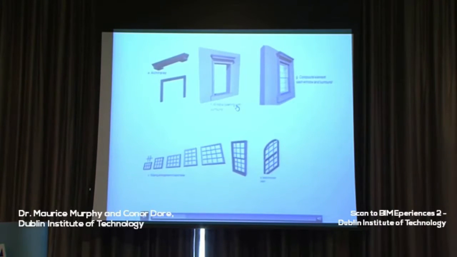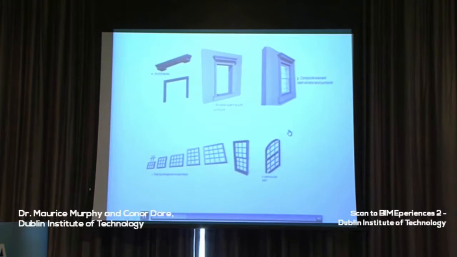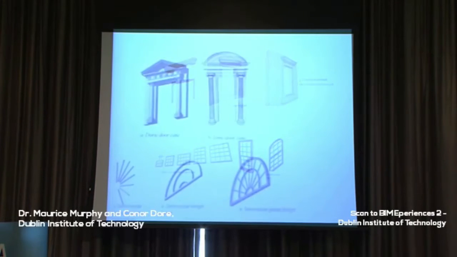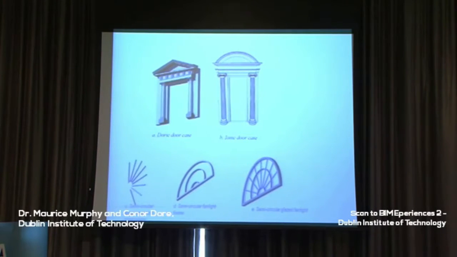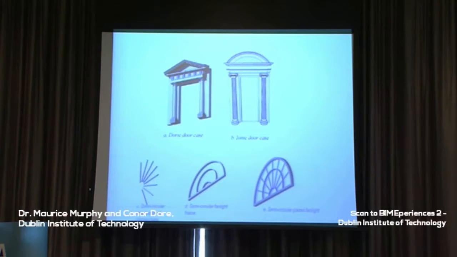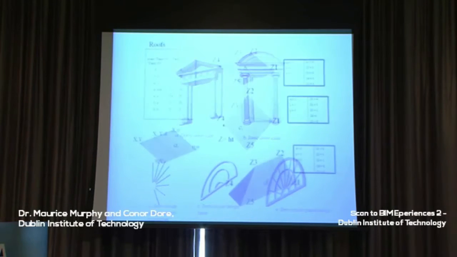Then on to the standard library objects that you'll find in a classical building, such as an array of windows. You start with basic shapes, build them up, add them together, and make them more complex. Again, door cases. These are just some of the samples of the libraries that we built, and of course, they're all parametric.